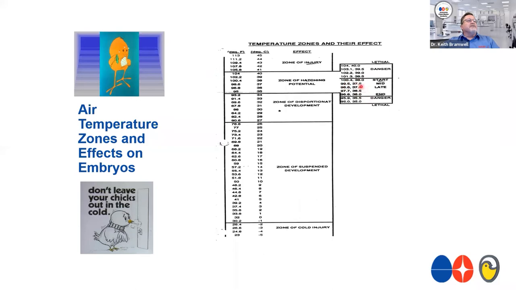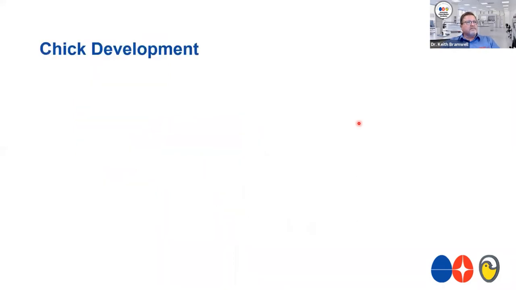So these are the temperatures we use: start, middle, and then late in development, the prime areas. When we get outside of here, we see death of the embryo. So what happens if we're barely outside of that? We may or may not see death, but we will definitely see an effect on the performance of the birds.